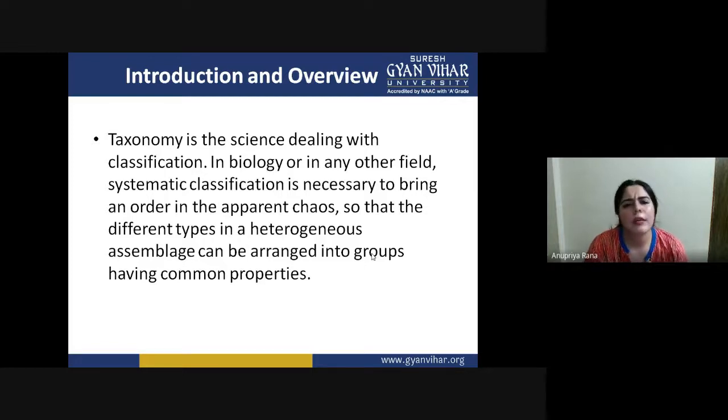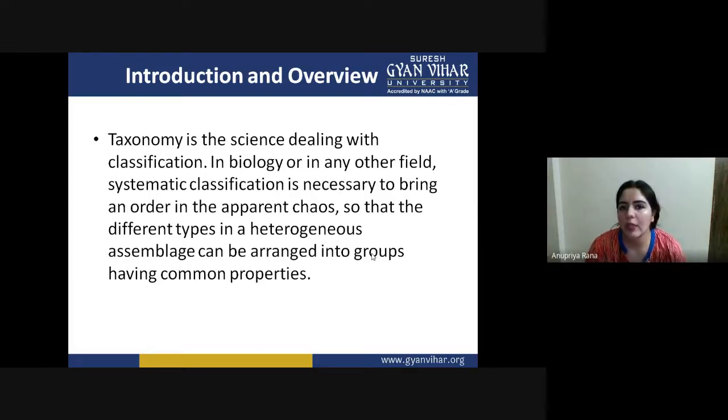In biology or in any other field, systematic classification is necessary to bring order to the apparent chaos. Actually, there are hundreds, thousands, and lakhs of species roaming around us in the world. If we don't classify them, we are never ever going to be able to identify them. That's why we need this very interesting thing, classification.